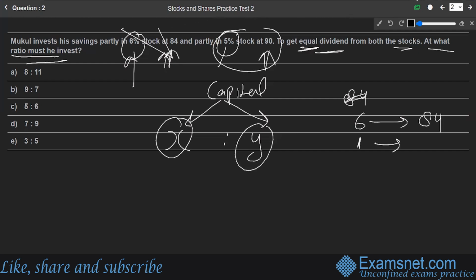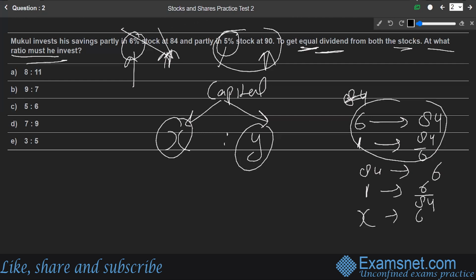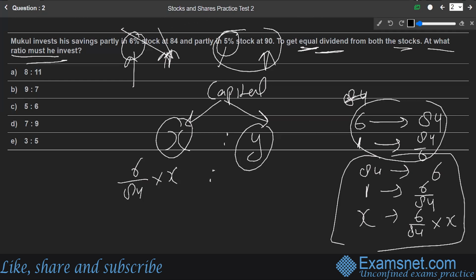So an income of 1 rupee will be fetched when the investment is 84 by 6. Or we can do it the other way around. 84 rupees invested gives 6 rupees as income, so 1 rupee invested gives an income of 6 by 84. So x rupees invested gives an income of 6 by 84 into x. Income in this case is nothing but the dividend itself. So this is how we can find both dividends. The first dividend is 6 by 84 into x, and by the same technique we can find the other dividend of y.